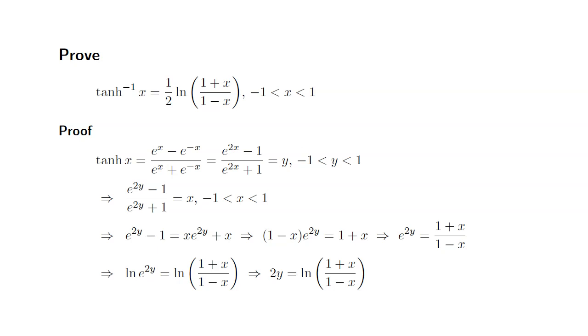Then we can simply divide through by 2 to isolate y, which comes out to be 1/2 natural log of (1 plus x) over (1 minus x), which is the inverse hyperbolic tangent of x. Right? That's it. I hope that this was clear.